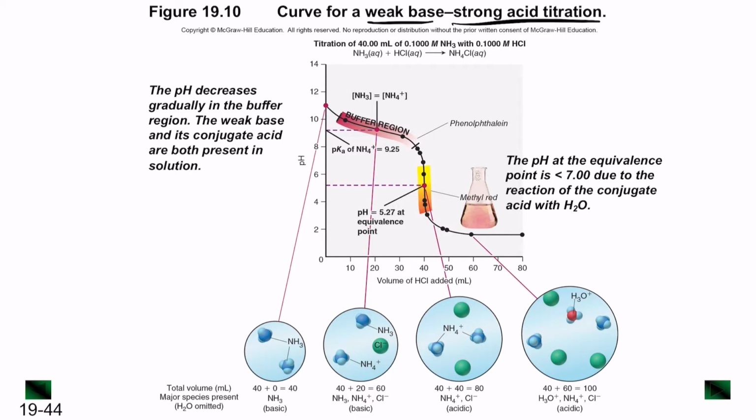So again, here also you will start with a high pH value, but you start noticing you have a buffer region because you have a weak base and its conjugate acid that buffer the effect of the strong acid. And once it crosses that point, it achieves the equivalence point. Now this equivalence point is less than 7 because of the reaction of the conjugate acid with H2O, thereby resulting in a pH value of less than 7 for the equivalence point.